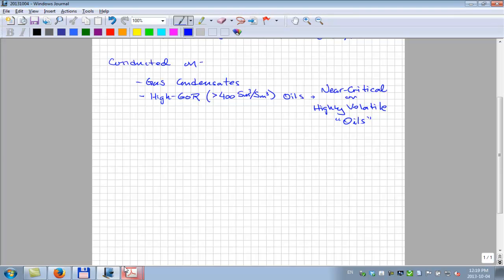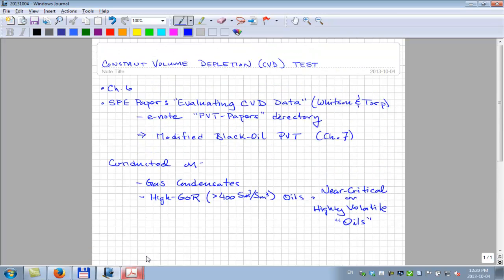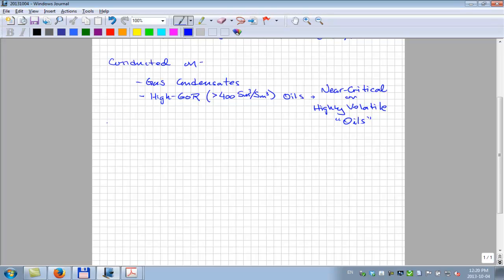Okay, so this is the test that we'll go through today. Now, the test is conducted at a reservoir temperature, which is remaining constant, and the laboratory will be using a PVT cell, which has a visual window. In other words, you can observe the meniscus of gas and liquid. So we'll be using what's called a visual PVT cell.